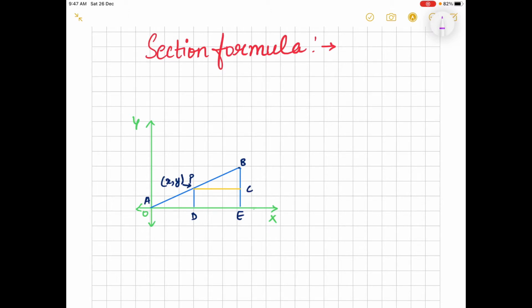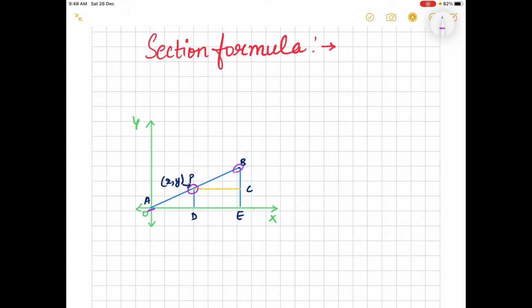Suppose a telephone company wants to position a relay tower at point P here. You can see this point P. This company wants to position a tower at this point between A and B. The distance of the tower from B is twice its distance from A. If P lies on AB, it will divide AB in the ratio of 1:2.